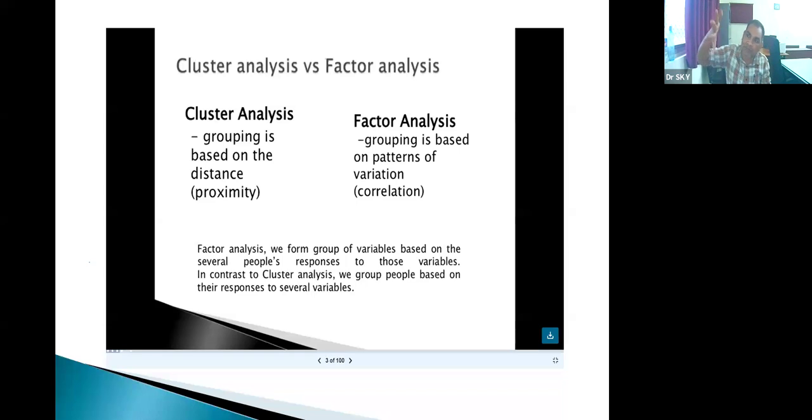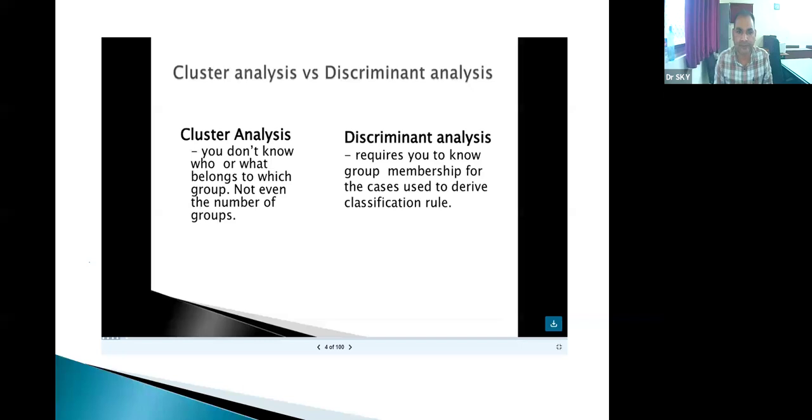And suppose we have 5 characteristics, and now on the basis of all 5 characteristics we apply them to this object, to this object, to this object. On the basis of all 5 characteristics, we see which objects are similar, and this way we will make the clusters. Similar objects are put together on the basis of the whole characteristics under consideration. So this is the difference between factor analysis and cluster analysis.